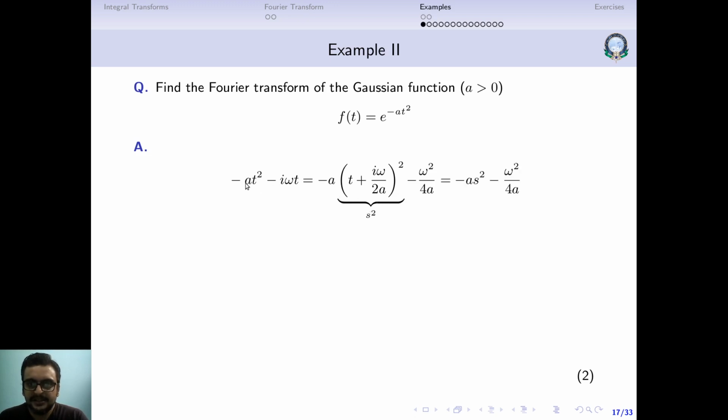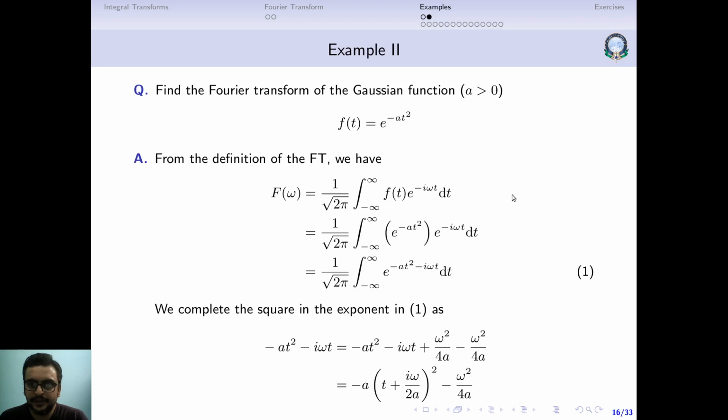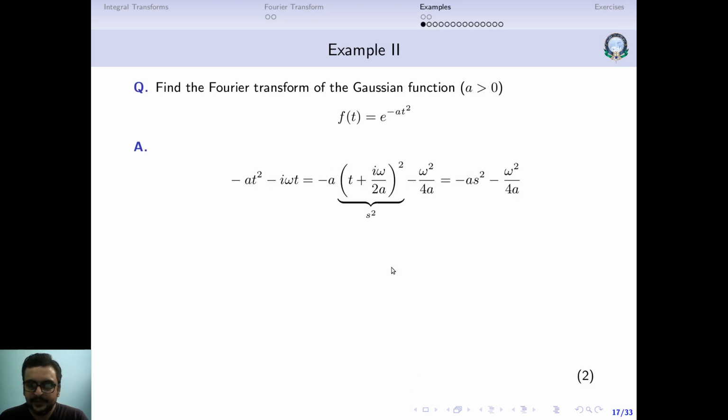As a result, minus a t square minus I omega t is equal to minus a s square minus omega square by 4a. So inside this integral, we could express this exponent as minus a s square minus omega square by 4a. So here, what is s? s is equal to t plus I omega by twice a. Remember, s is a complex variable, because it has a real and an imaginary part.